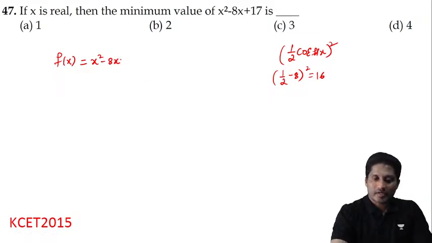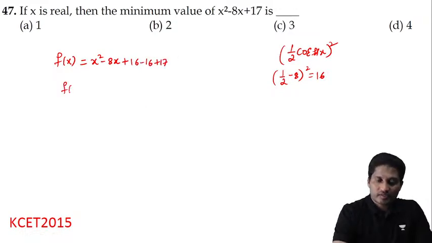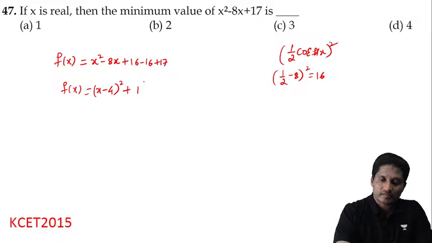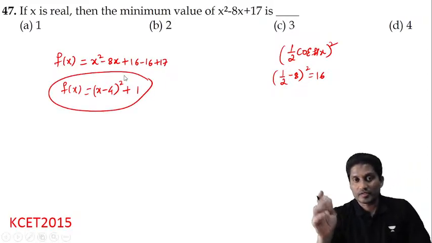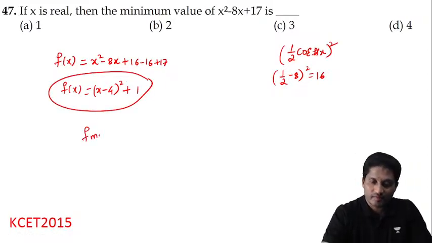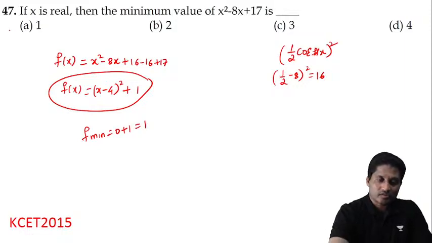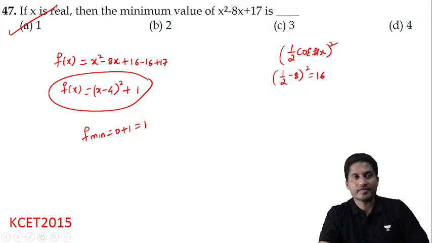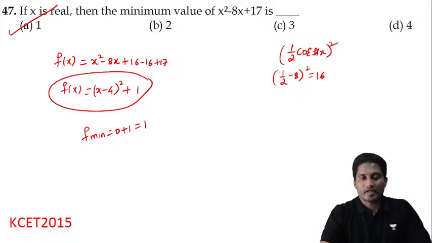Okay, and I'm going to add 16, subtract 16, plus 17. f(x) is equal to (x minus 4) the whole square, then plus 1. The minimum value of the square is 0. f minimum is equal to 0 plus 1, which is equal to 1. The answer is option A. The minimum value of a square is 0 only. So (x minus 4) the whole square minimum is 0, 0 plus 1.